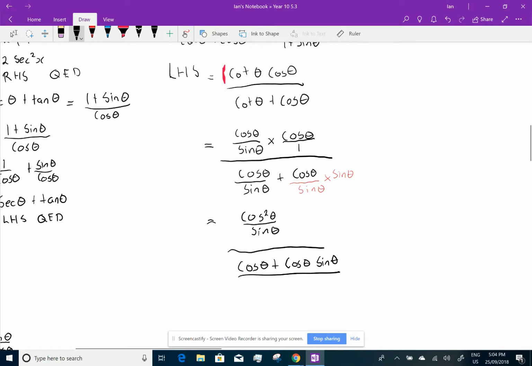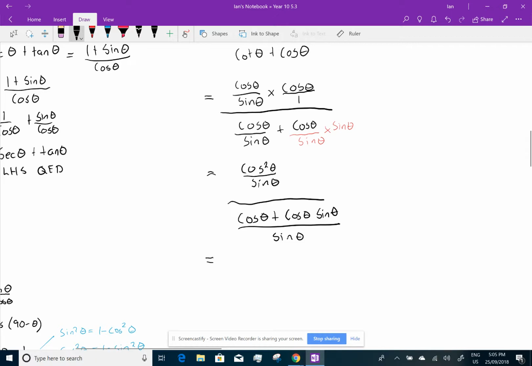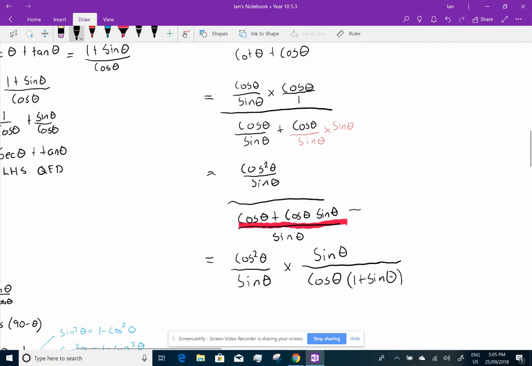all over sine theta. Now what do I do when I've got two fractions divided by each other? I multiply by the reciprocal. So I get cos squared theta on sine theta times the reciprocal, sine theta. Now watch what I do here. I'm going to factorise out the cos theta. So I get cos theta on 1 plus sine theta. I just factorised out that top line here. I just rewrote that as cos theta times 1 plus sine theta. Just the top line.